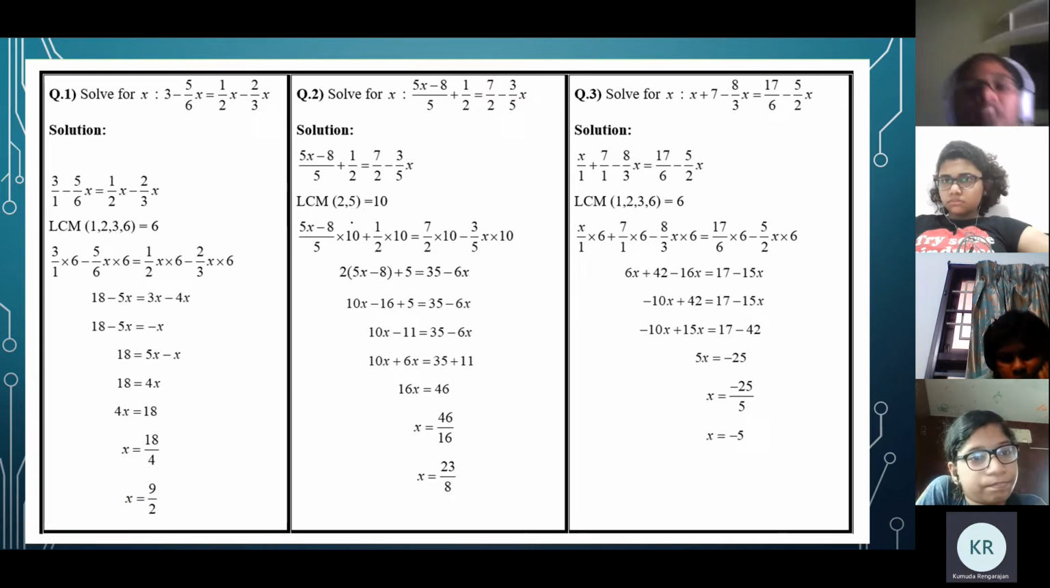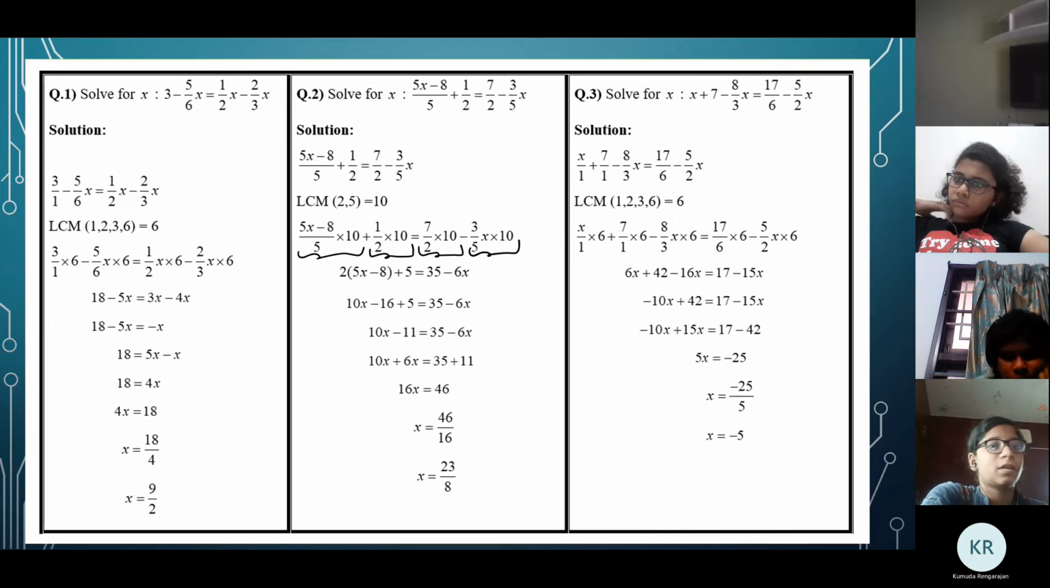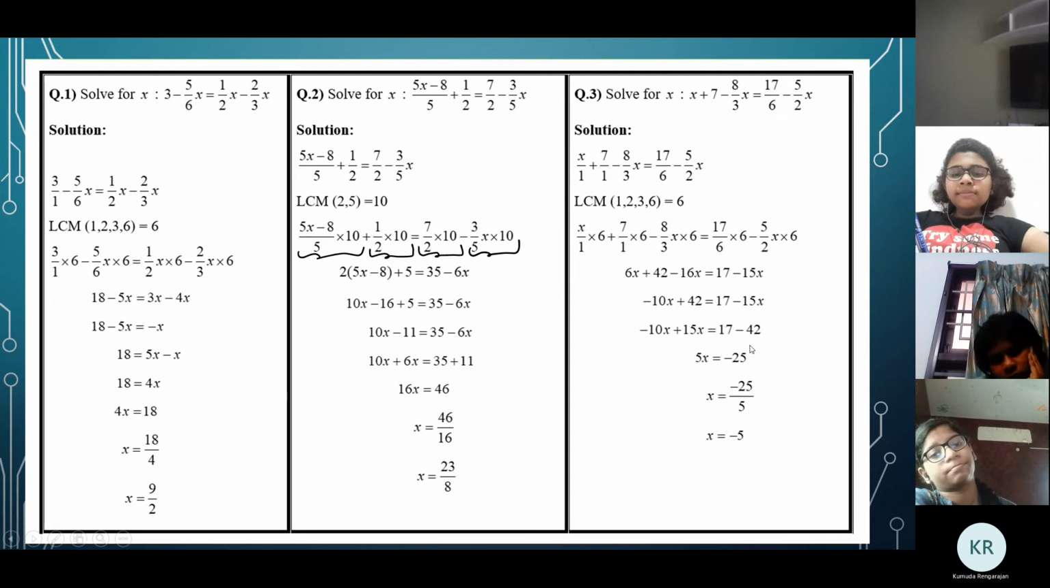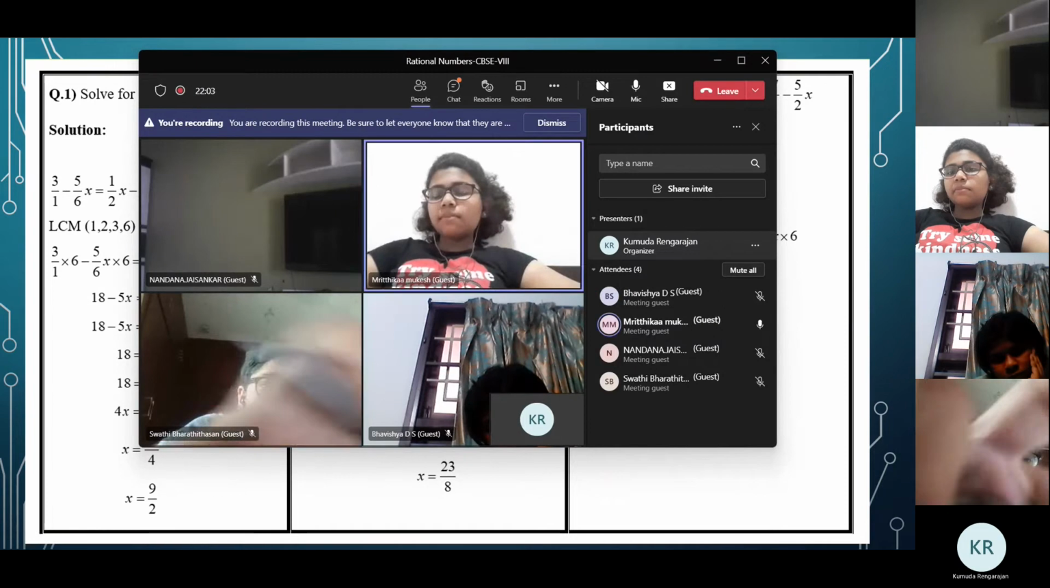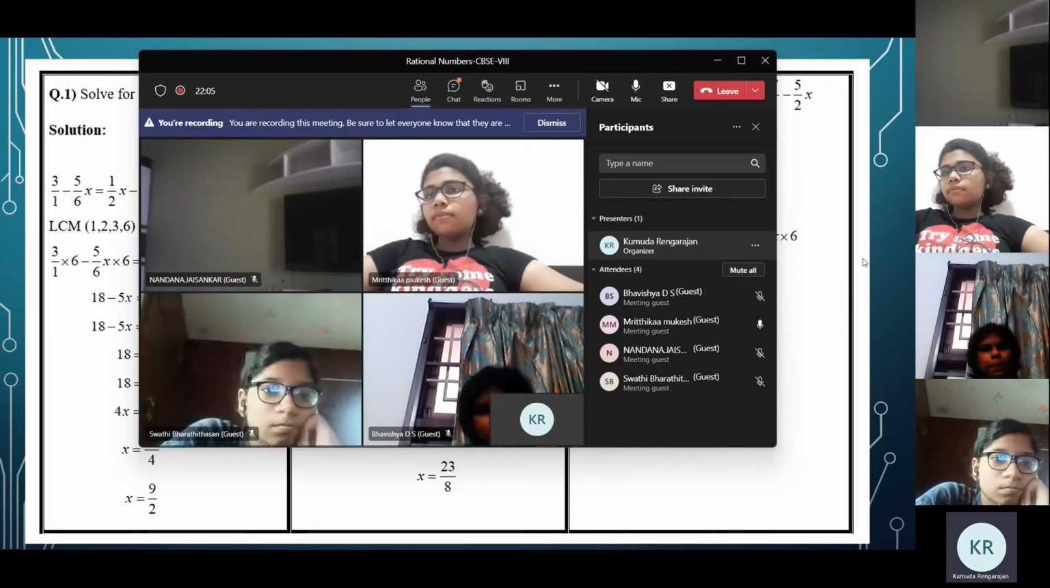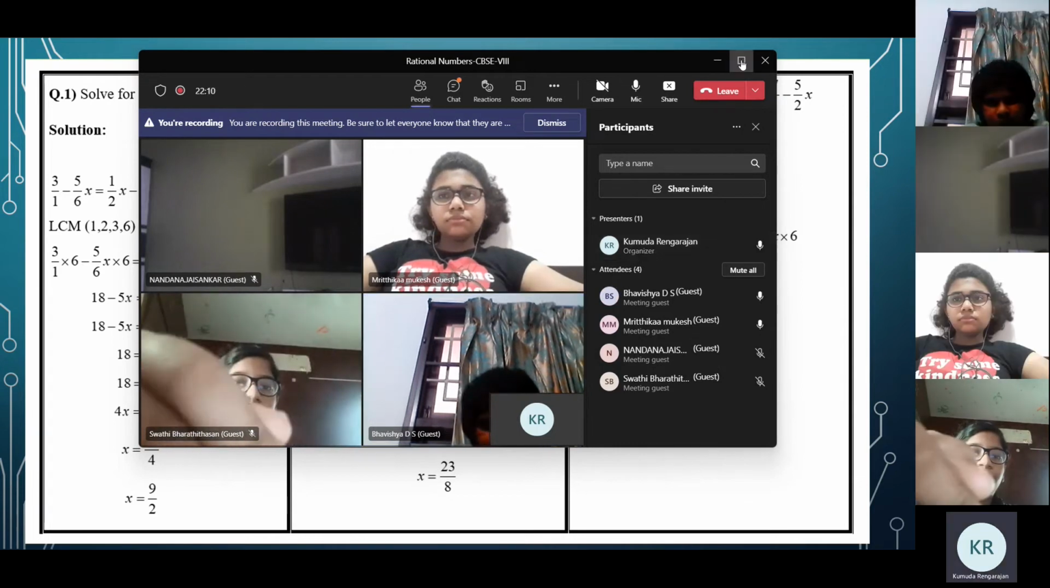Next, what should we do? We should multiply every term. See, this is one term multiplied by the LCM 10. Half is the second term on the left hand side multiplied by 10. Then the third term, 7 by 2 multiplied by 10. 3 by 5x multiplied by 10. Is this understood, children? Yes, ma'am, understood. Okay. Rutika? Ma'am. Following? Yes, ma'am. Okay. Bhavishya? Yes, ma'am.